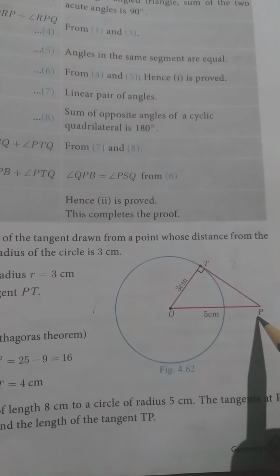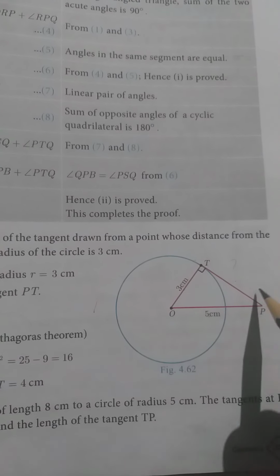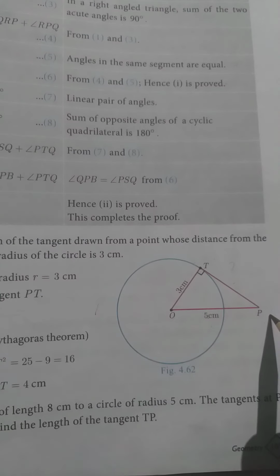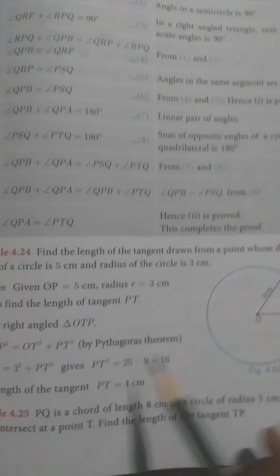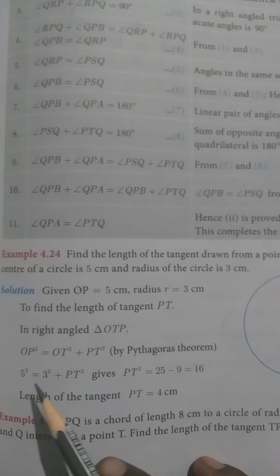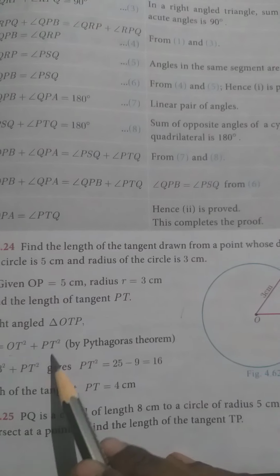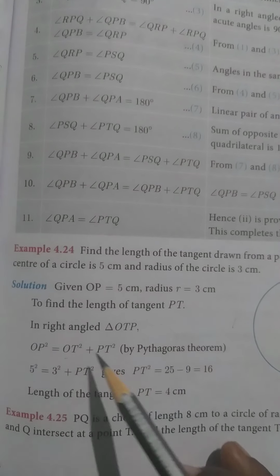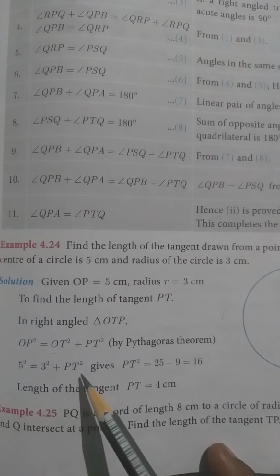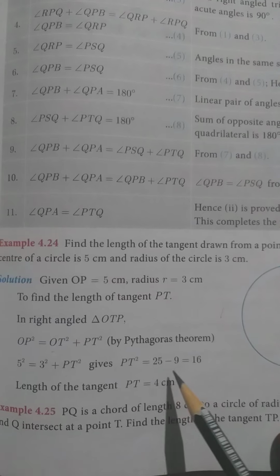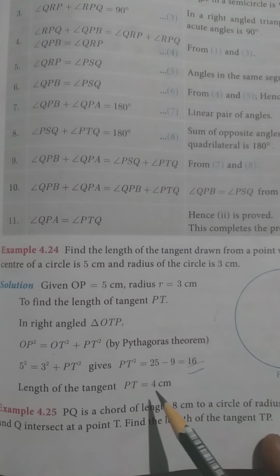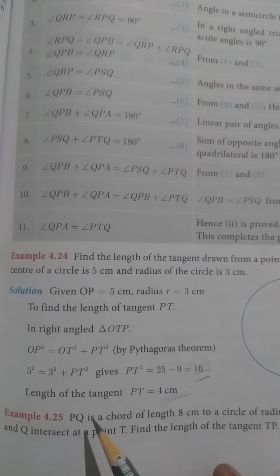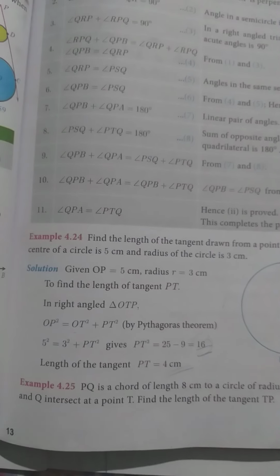Therefore, OP squared is equal to OT squared plus TP squared by Pythagoras theorem. Therefore, 5 squared equals 3 squared plus PT squared. Therefore, PT squared equals 25 minus 9, you get 16. Take the positive square root. Therefore, the length of the tangent is equal to 4 cm.